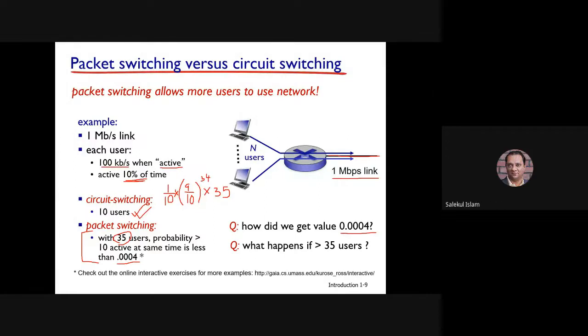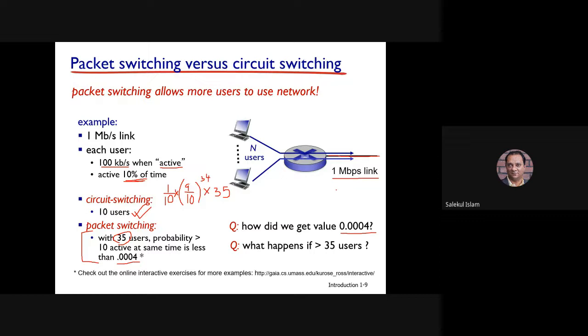Okay, so our probability theory says out of 35, there is a very slim chance, almost zero chance that 10 of them will be active. So most of the times, 9 of them or 8 or 7, 6, 5, 4 of them will be active. So we are very much safe. We can safely support 35 users here. So in case of circuit switching, we can only support 10 users, but here we can easily support 35 users.